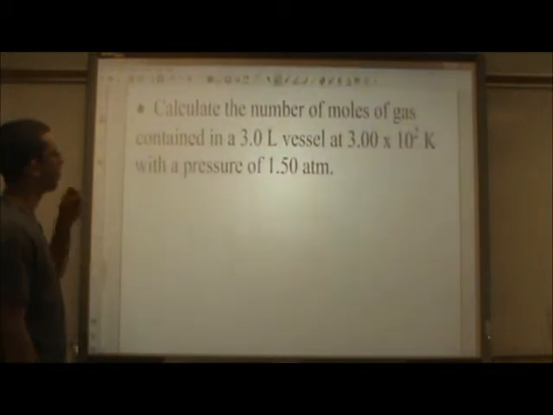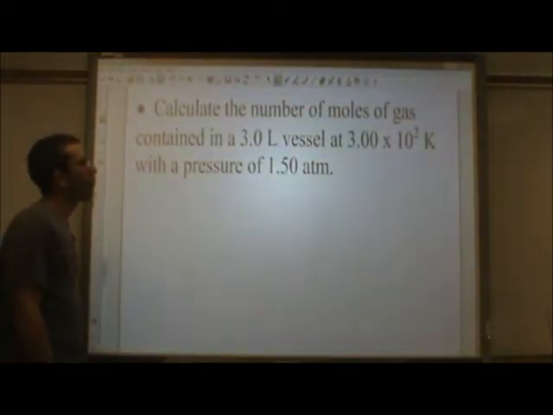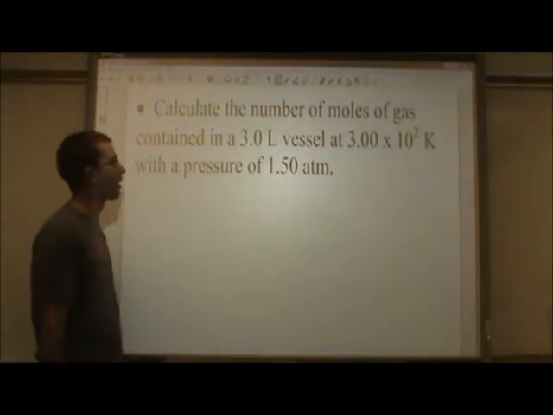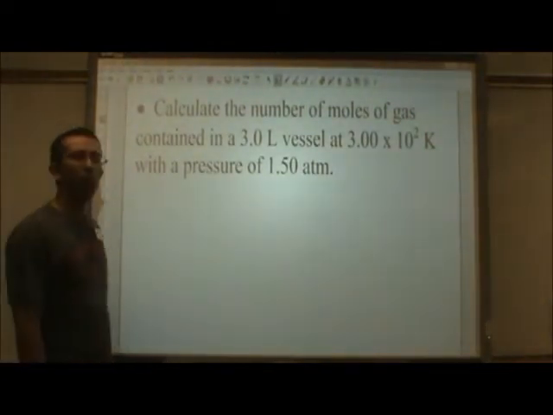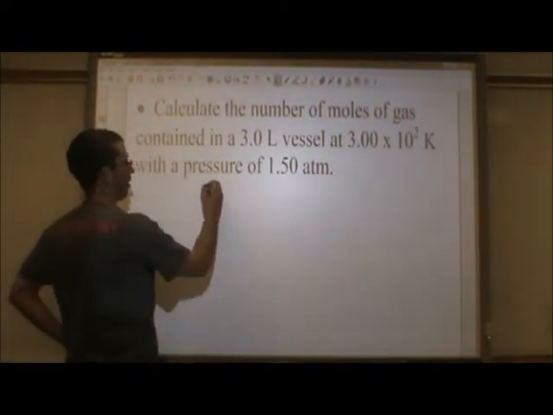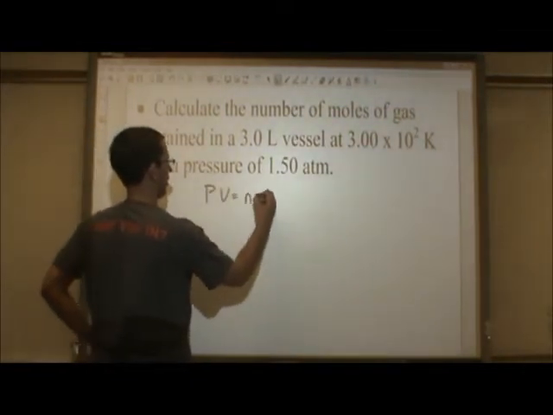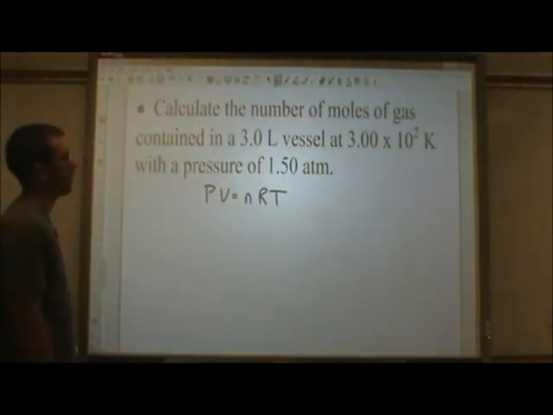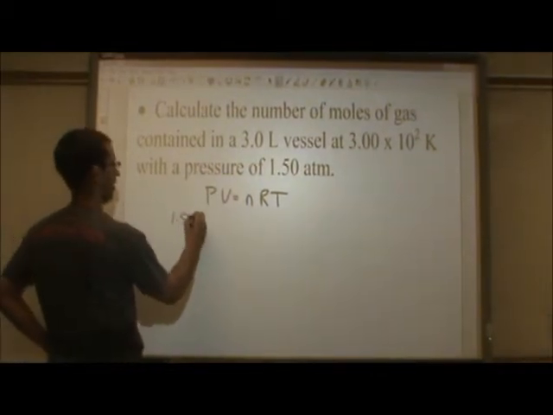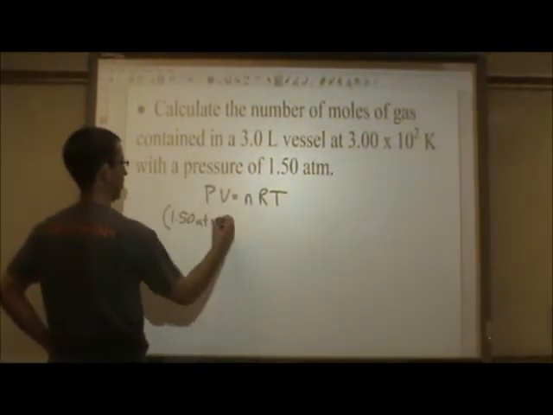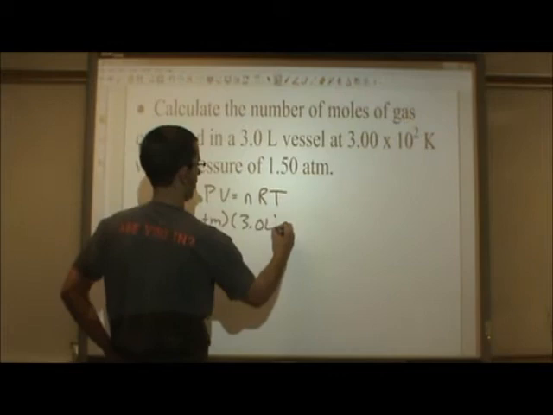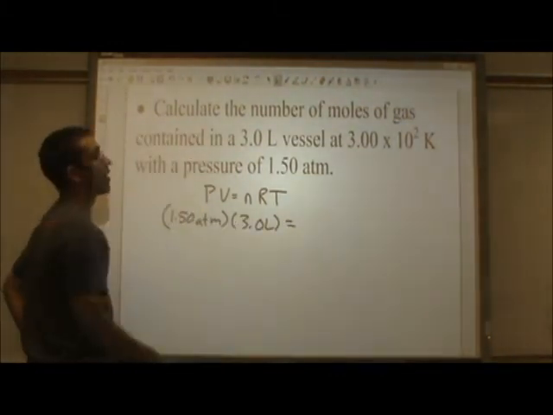Calculate the number of moles of gas contained in a 3.0 liter vessel at 3.00 times 10 to the second Kelvin, so 300 Kelvin, with a pressure of 1.50 atmospheres. So, PV equals nRT. Were we given the pressure? Absolutely. There it is, 1.50 atmospheres. Times, were we given a volume? We were. 3.0 liters. Is equal to, were we given n, the number of moles?